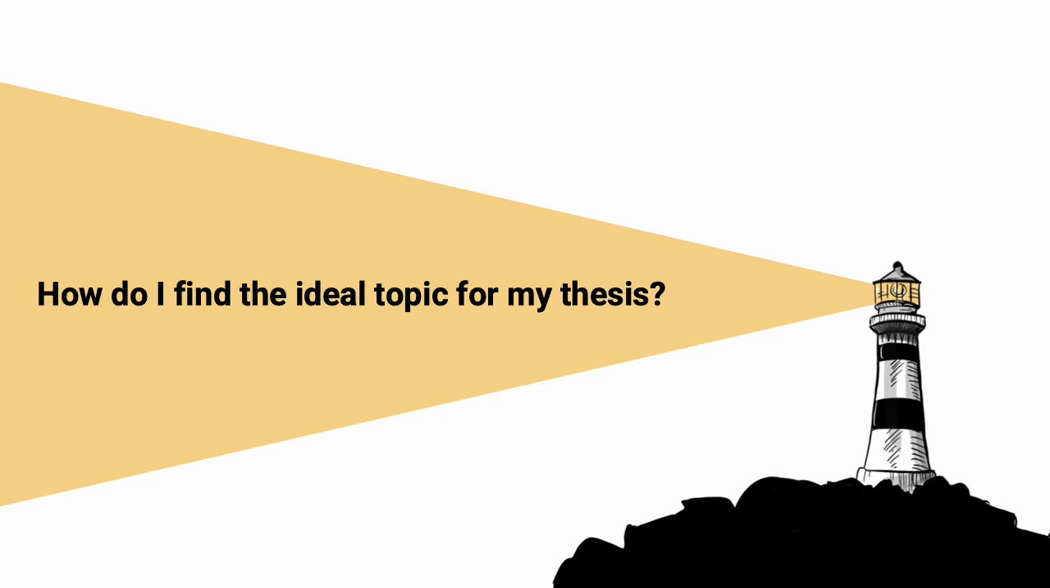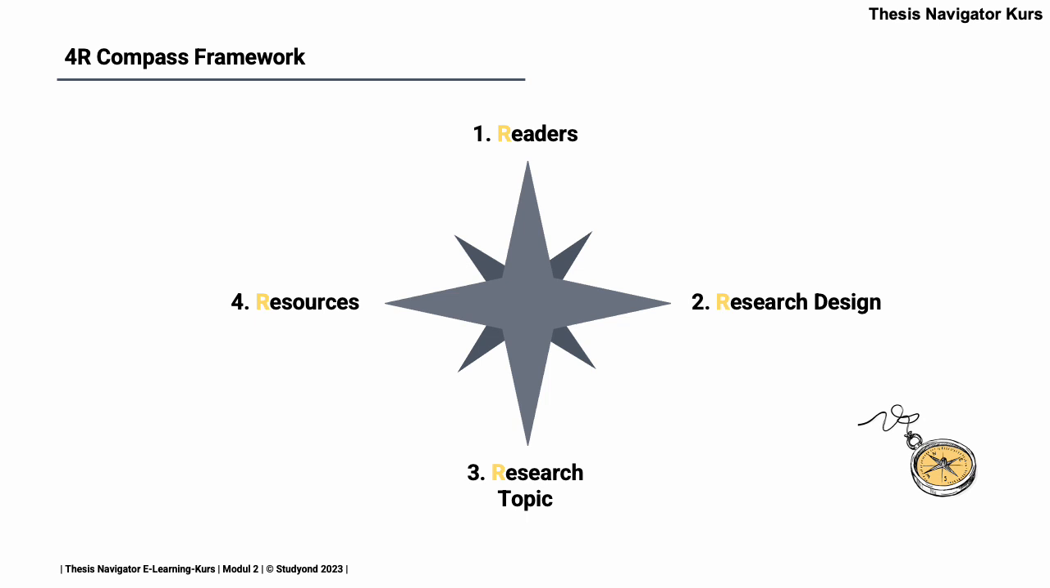Hello and welcome to this video where we will introduce you to the Proven Compass framework. This framework will help you find a more suitable topic for your thesis more efficiently. The framework consists of four areas: readers, research design, research topic, and resources. It emphasizes two key takeaways that you should remember.